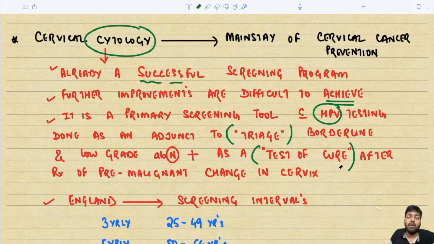So till now, remember that cervical cytological evaluation is the primary screening tool, and molecular testing for HPV is only done for triaging and as a test of cure. What triage and test of cure are, we are going to see in the later half of the video. Today's topic, the molecular testing of HPV, is mainly based on studies conducted in the United Kingdom, and we are going to see the different methods of molecular testing of HPV, along with the advantages and disadvantages of the molecular screening process.